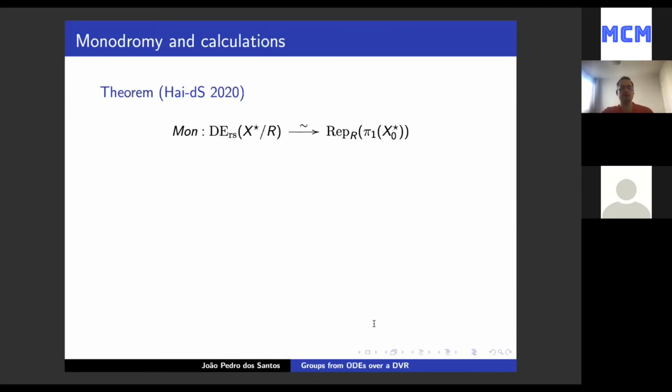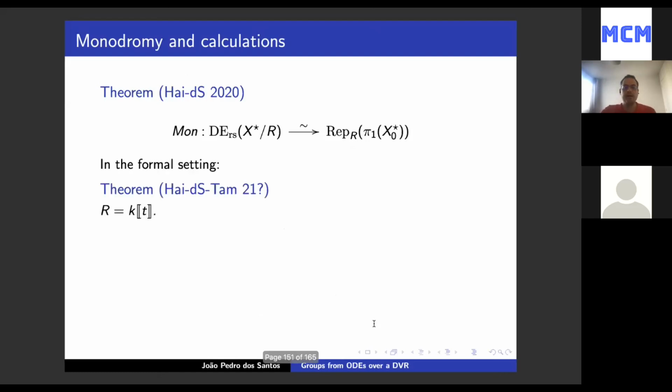The theorem that we proved is that the regular singular differential equations over this X star, this is Schlesinger's theorem or Deligne's theorem, whichever one, is just equivalent to the representations of the fundamental group of X_0 star. And in the formal setting, we were also able to obtain a similar result as the previous one, as in Manin's theorem, but it's a classification one.